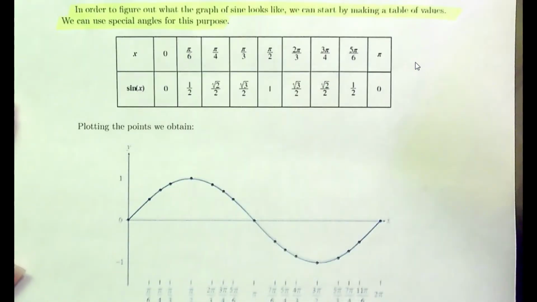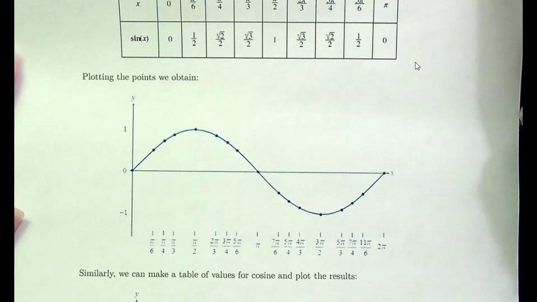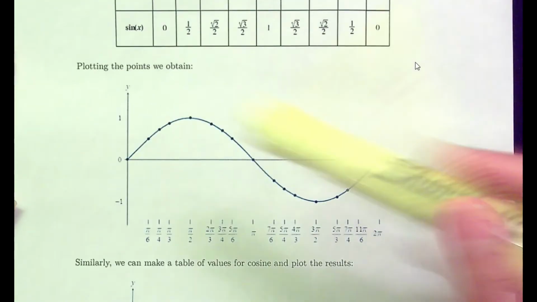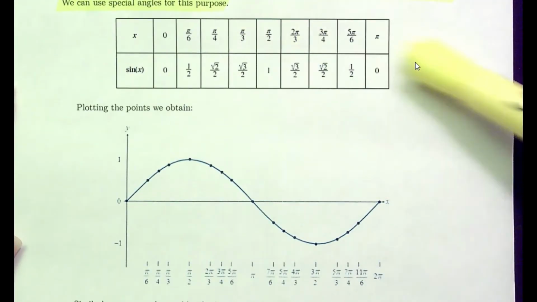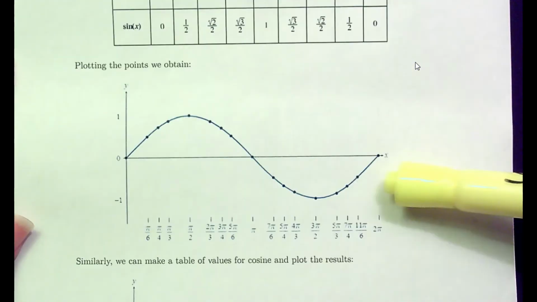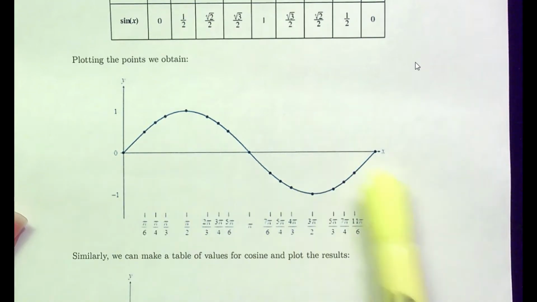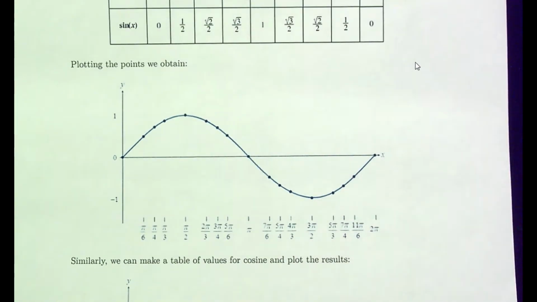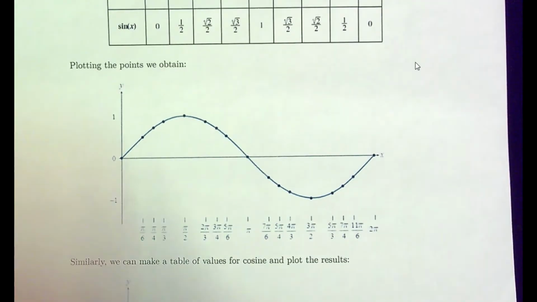After plotting them, you can see that the graph actually looks like this. And this is a plot of all these points. But actually, keep going a little bit further. And this is the part of the graph that starts at 0 and goes all the way to 2 pi. So it looks like that. All right.